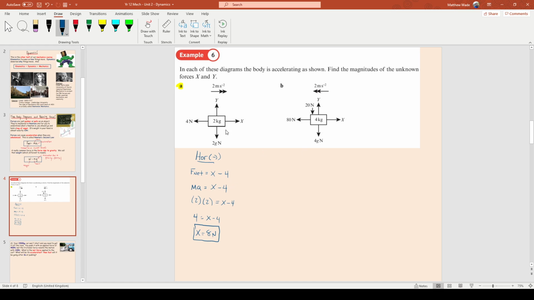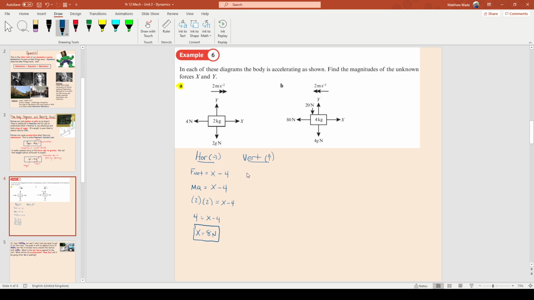How do I get Y? Well, Y is here, up and down. So what do I write? Yeah, you guessed it. Vert! Which way do you want to be positive? It makes no difference because it's not having an acceleration. Let's go up, because why not? We're positive people. Let's go up. Looking ahead, looking up. Okay.